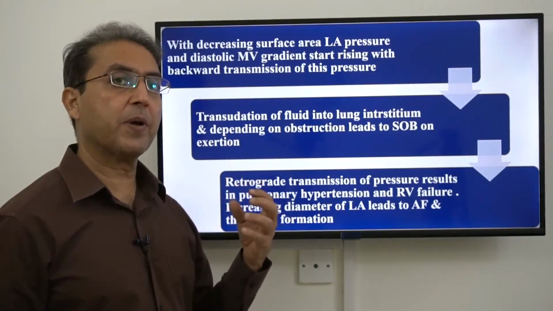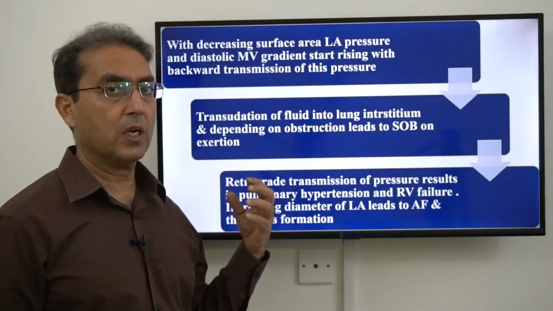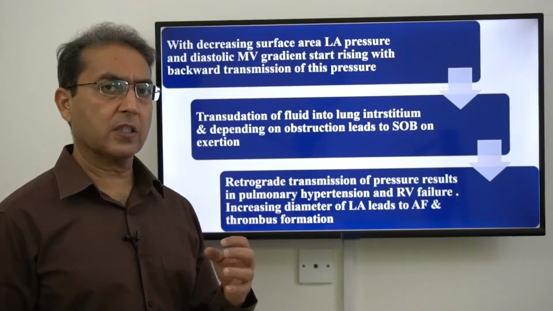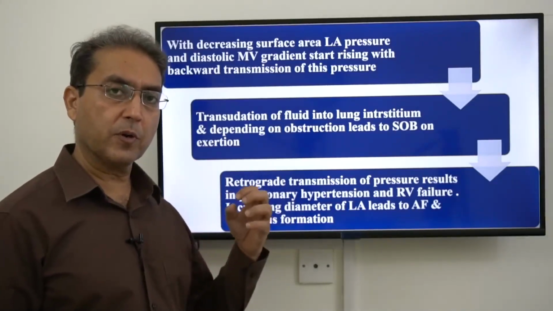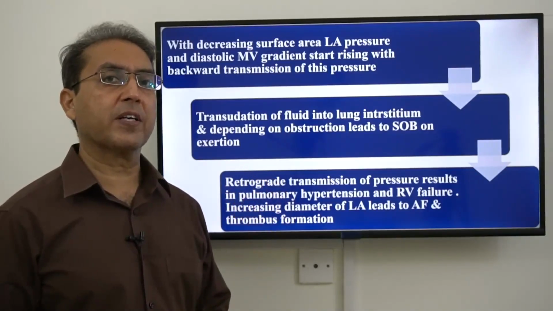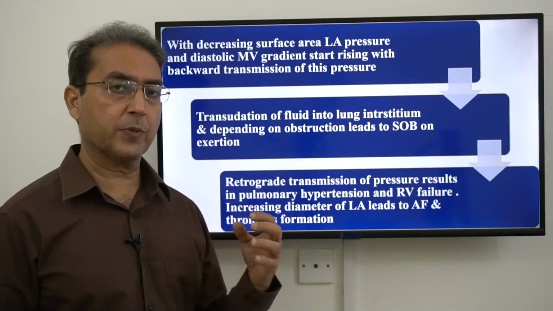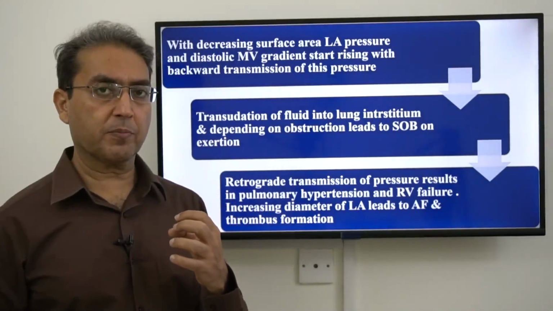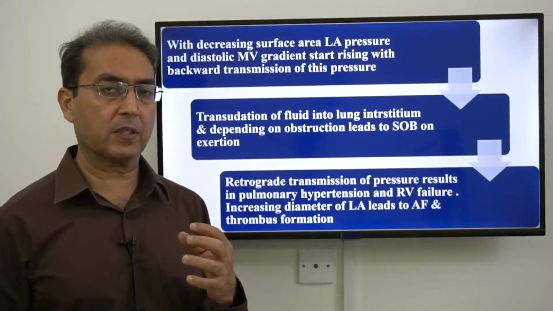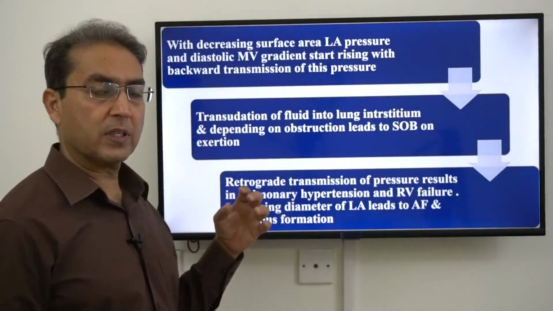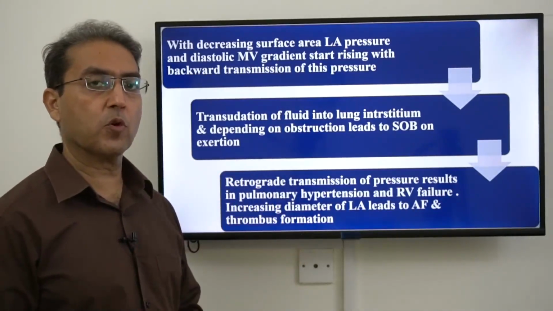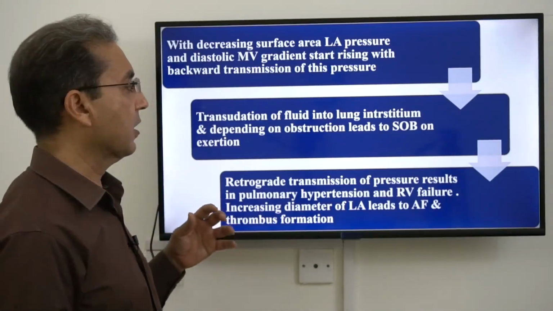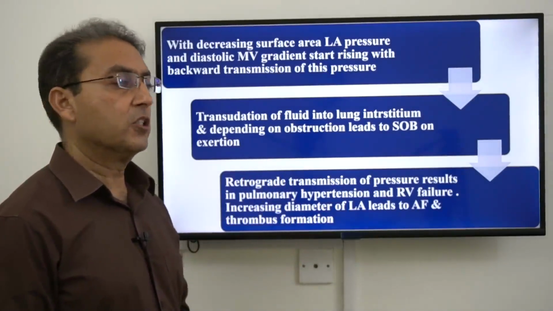So this pressure is transmitted backward into the pulmonary circulation through the pulmonary veins, and the fluid may start leaking into the interstitium of the lung, and in extreme cases it may even leak into the alveolar spaces. So because of this, the compliance of the lung is affected and the work of breathing is increased. The patient starts experiencing shortness of breath. Depending upon the duration and the degree of mitral stenosis, the pressure in the pulmonary circuit starts rising, and there is more and more leakage of fluid into the interstitial spaces of the alveoli. That results in diminished lung compliance, and there is shortness of breath.